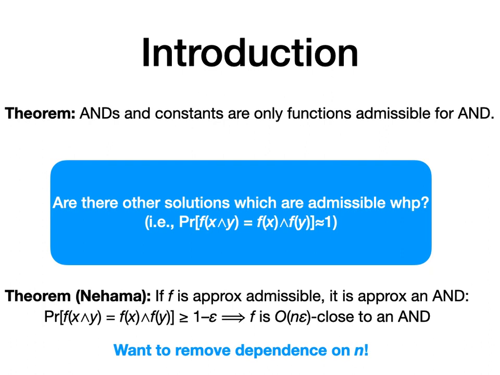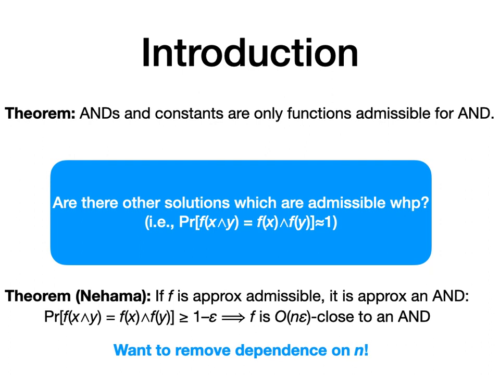This question was asked and answered by Ilan Nehama a few years ago, and he showed that if f is approximately admissible, so if f satisfies what's in the blue rectangle, then it is approximately an AND. What does it mean quantitatively? If the probability that f(x AND y) is equal to f(x) AND f(y) is at least 1 minus epsilon, then f is order n epsilon close to an AND. So why aren't we done? Because we don't like this dependence on n. We know other cases, and I'm going to present a few, where there is no dependence on n. This is our goal, and this is what we will succeed to do. But in return, our dependence on epsilon is much worse.